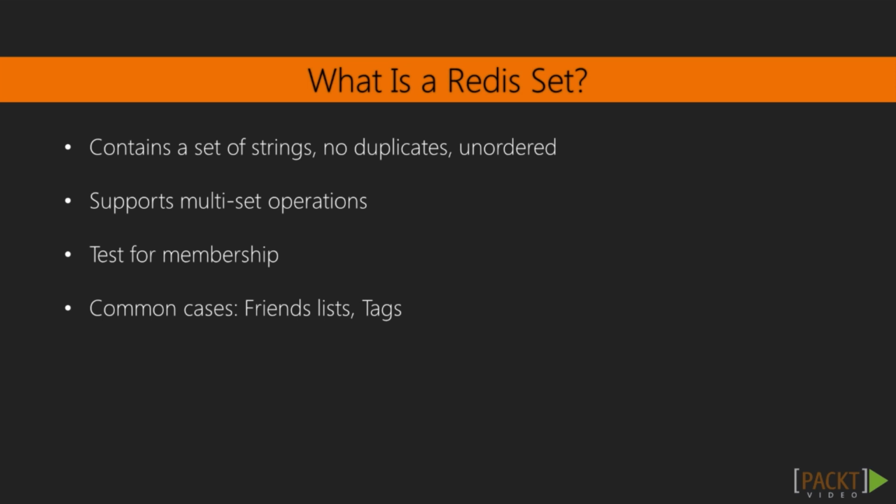The perfect structure for this exists in Redis as a set. What is a set? Well, you can think of it as a bag of strings. The strings in the bag have no order, and the bag will contain no duplicates no matter how many times you add the same string to it. The key feature of a Redis set is extremely fast tests for membership. This allows a set to perform multi-set operations such as union and intersection, as well as simple is-it-in-the-set membership tests. So common use cases for a set are, say, friends lists and tags, and of course our dictionary.